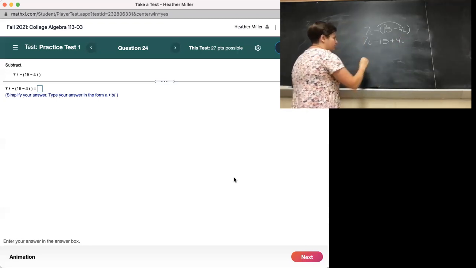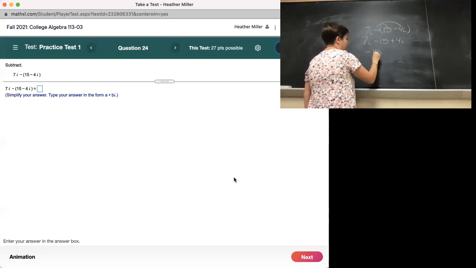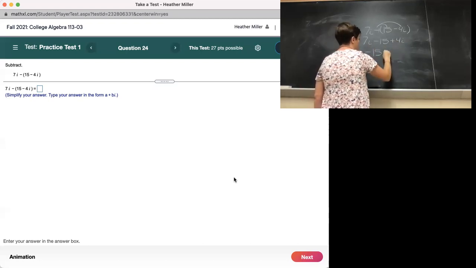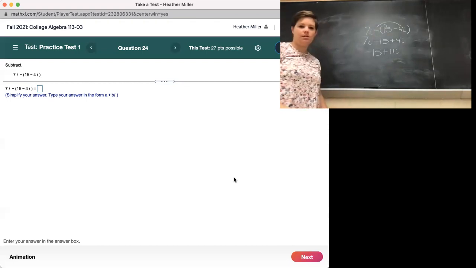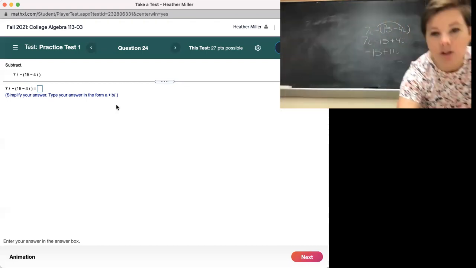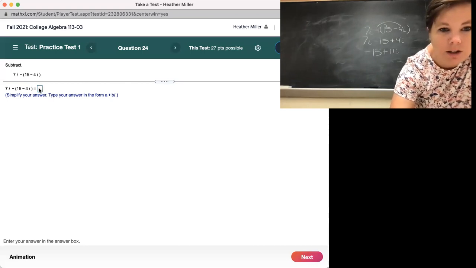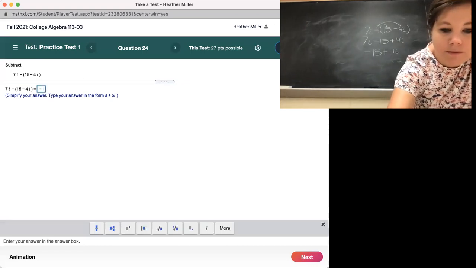And then remember, you usually write your real stuff first, so the minus 15, and then I have 7i plus 4i, that's 11i. So I have negative 15 plus 11i. I can't combine those any further because the 15 is real and the 11i is not.